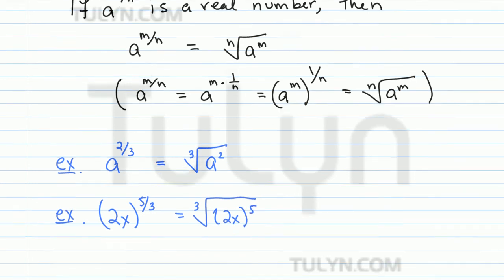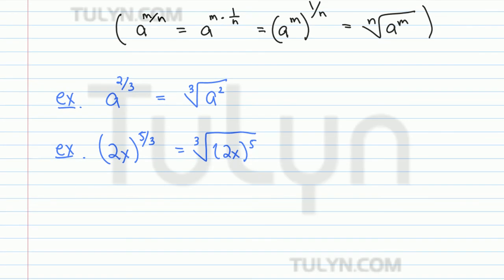Right? And in general, make a note of this, if you have a to the m over n, you can think of it as a to the power over root. So that way you know that the denominator of the fraction is going to be the root number, and the numerator is going to be what power you're going to take it to. So that's in general how you can rewrite the nth root of any number in a different notation, particularly rational exponent notation.